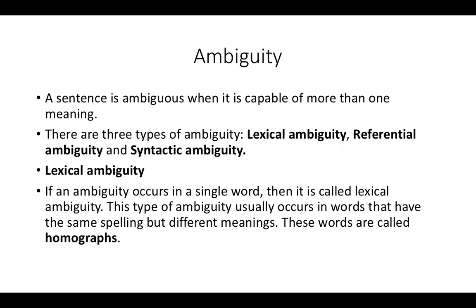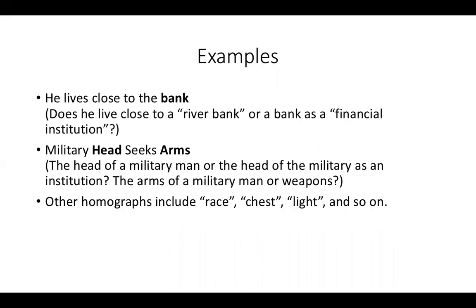Now, lexical ambiguity. If an ambiguity occurs in a single word, then it is called lexical ambiguity. This type of ambiguity usually occurs in words that have the same spelling but different meanings. These words are called homographs. So a word that has more than one meaning is a homograph. Example: he lives close to the bank. Now the word bank is a homograph. So you don't just say bank. You have to qualify the bank. Does he live close to a river bank or a bank as a financial institution?